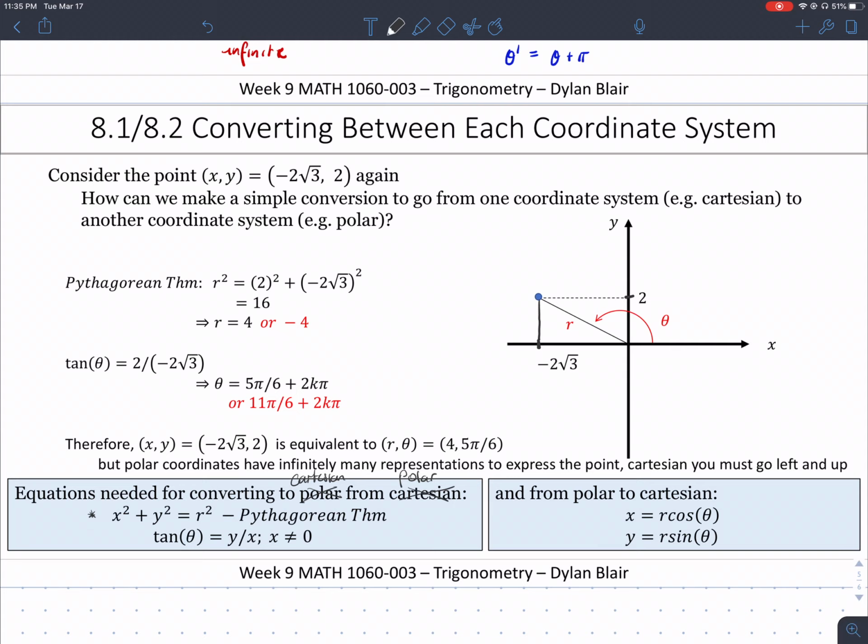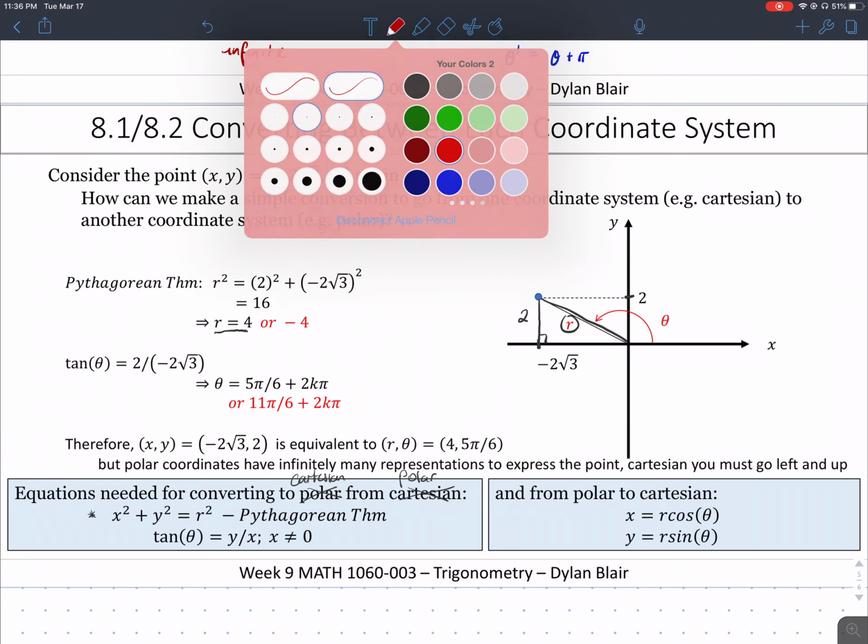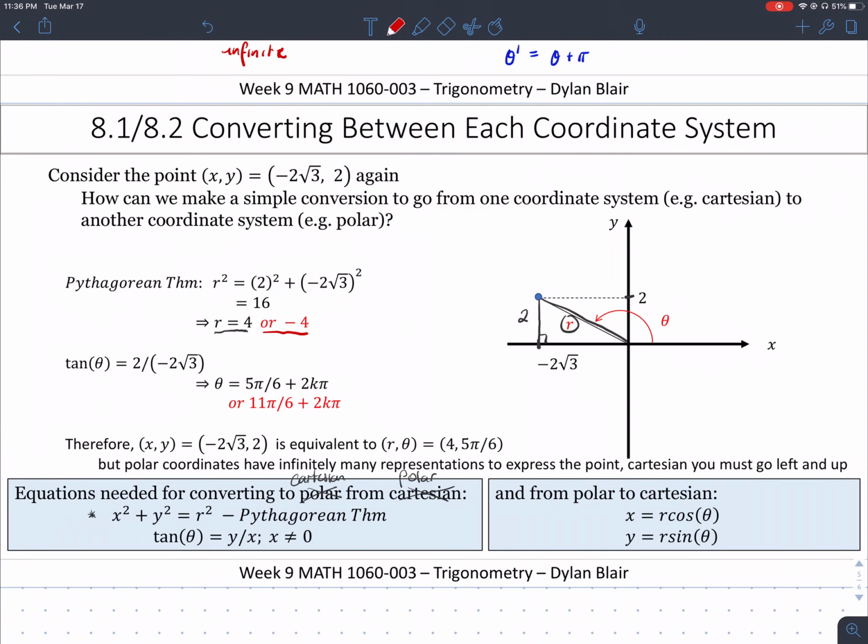Well, that inherently drew this triangle for us, right? It's this right triangle, and we have some angle theta. We have 2 as the height of this triangle, and 2 square roots of 3 as the length of this triangle. So we can use the Pythagorean theorem in order to solve for r, the radius, or the hypotenuse. When we do so, we can solve to see that r is equal to 4. But we know when we take the square root, we also get a negative component that's a possibility, and we'll talk about that in a second.